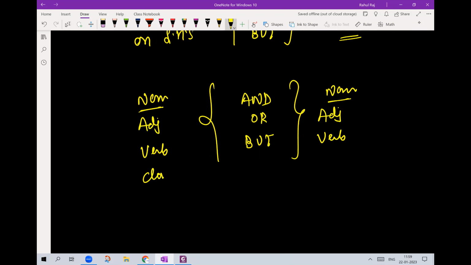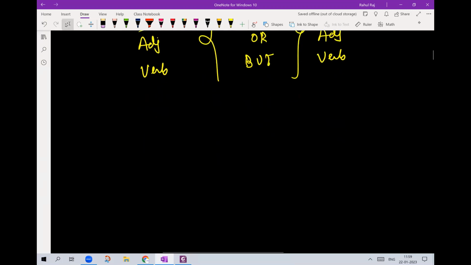If you're using a clause on the left hand side of and or but, you should be using a clause on the right hand side. If you're using a prepositional phrase on the left hand side, you should be using a prepositional phrase on the right hand side. Simple logic of parallelism. That's it. But don't get into clause and prepositional phrase. If you understand noun, adjective, verb, the rest will by default be clear for you. So let's start with noun and noun parallelism. It's a bit intense topic, guys. We'll go slow.